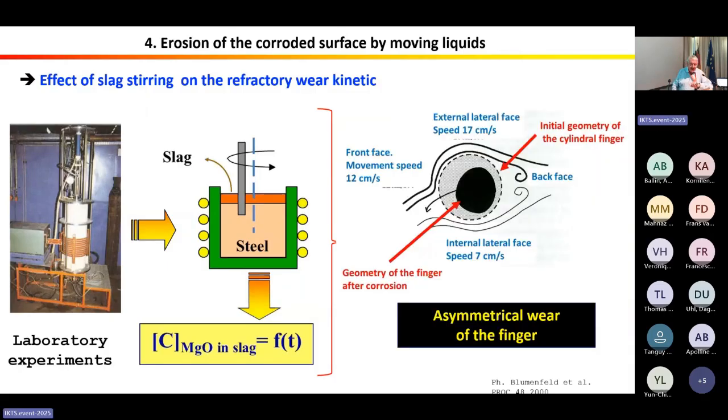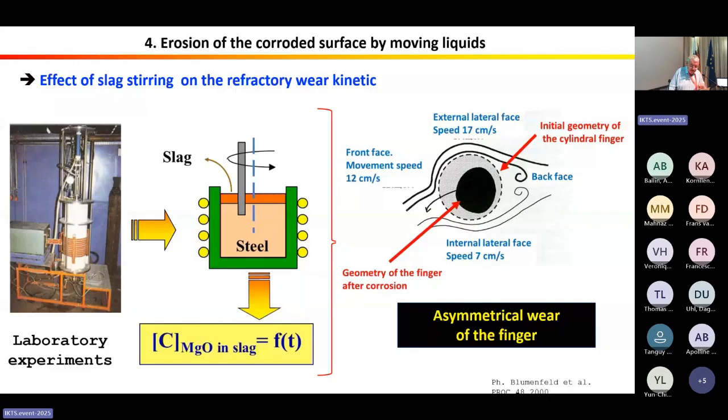But, which is very funny, if we observe our finger after test, we observe that we have an asymmetrical wear of the finger. You observe the initial finger and the geometry of the finger after corrosion. Why? Because in the front phase, the movement speed is totally different than in the external lateral phase, in the internal lateral phase, or in the back phase. And the difference in speed of the slag in contact with our refractory shows that the wear is totally different.